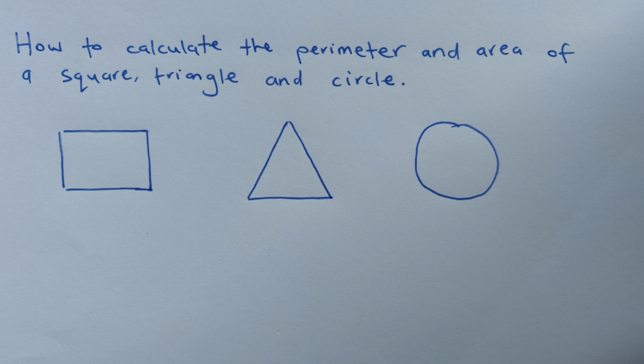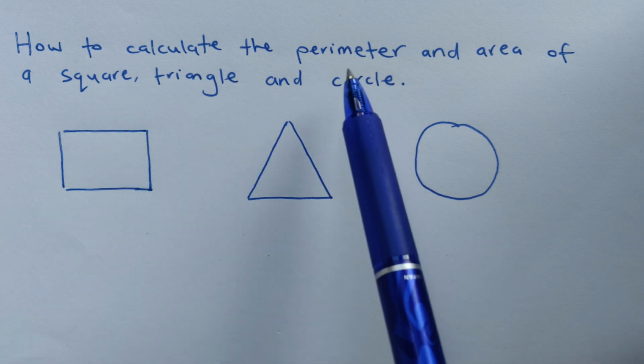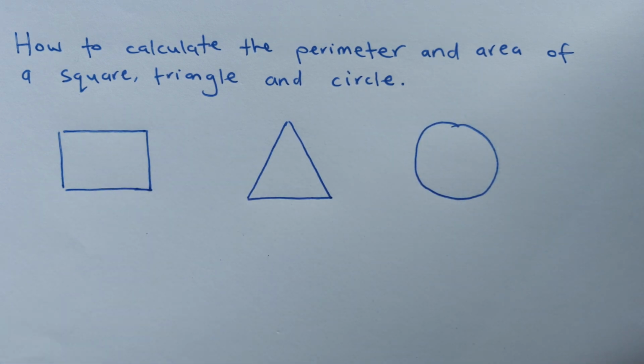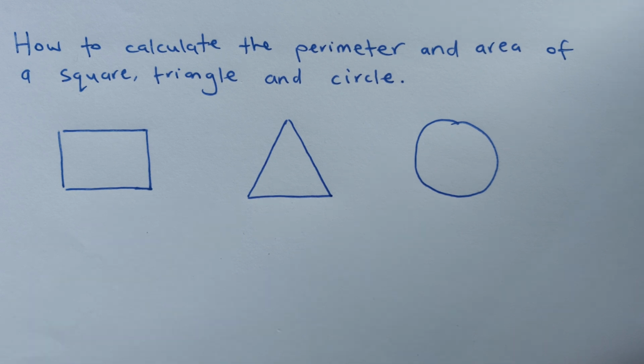In this video, I'll be going through how to calculate the perimeter and area of a square, triangle and circle. So, let's start with a square first.